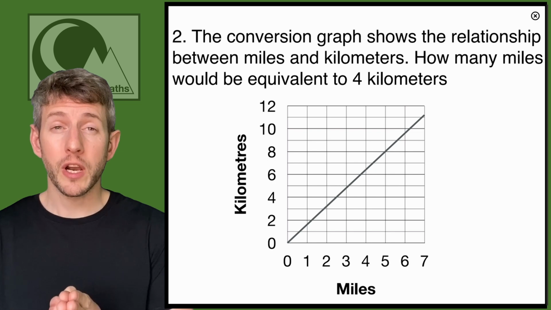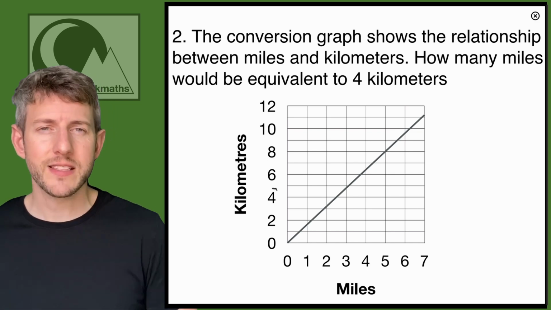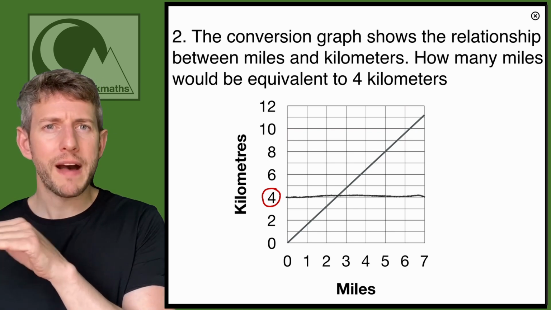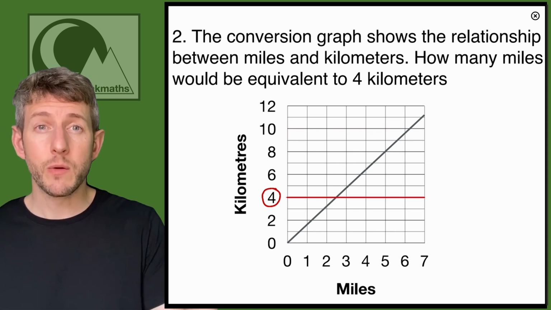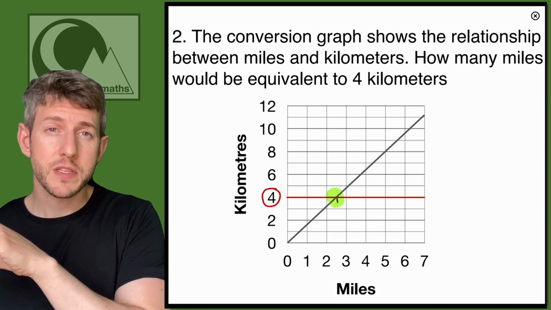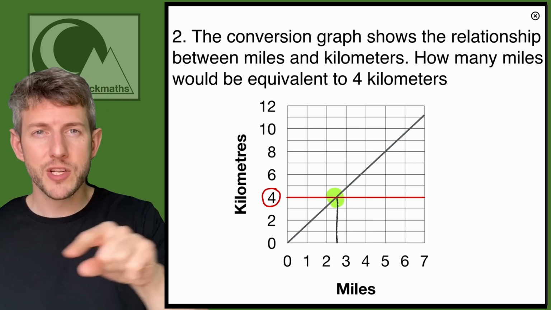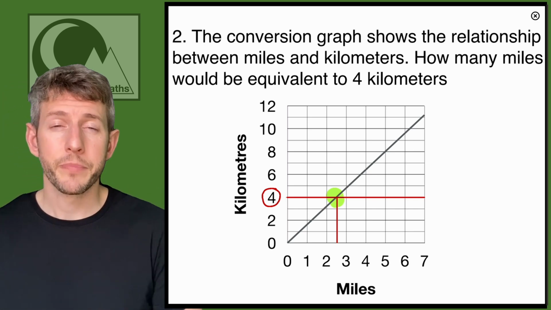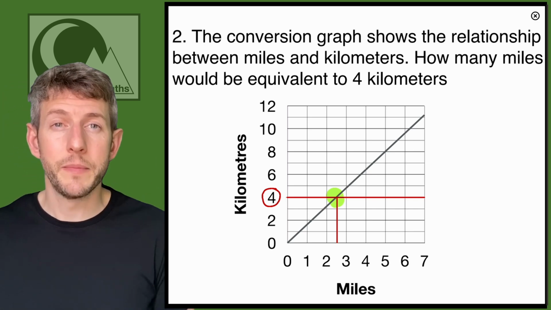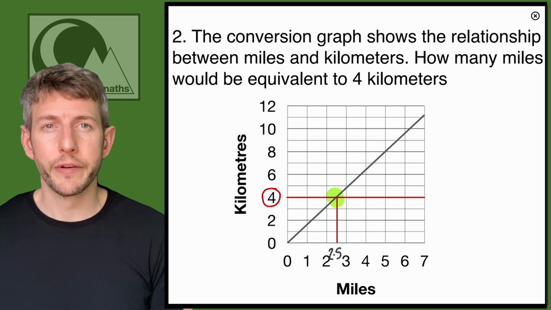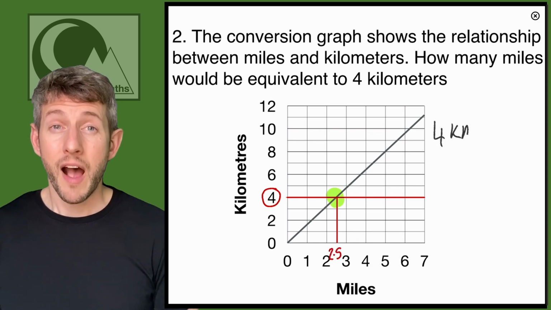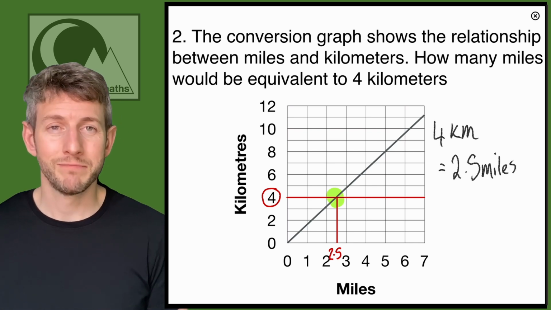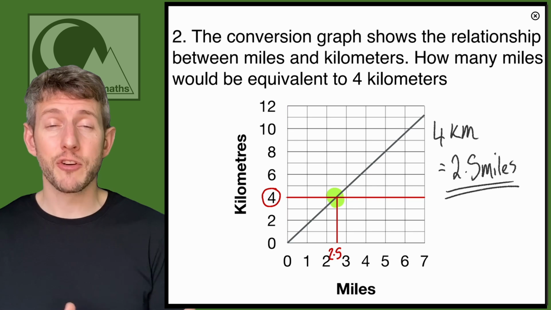So 4 kilometers is on the y-axis, so I'm going to find it. I found it here. Now I'm going to draw a horizontal line here, because all of the values along this horizontal line are equal to 4 kilometers, okay? What I want to know is the conversion though. So I'm going over, I hit my diagonal line, and now I'm going to read down. If I read down from here, it looks to me like that is 2.5 miles. Okay, and so there we go. We'll say that 4 kilometers equals 2.5 miles. And that's that. That is conversion graphs complete.